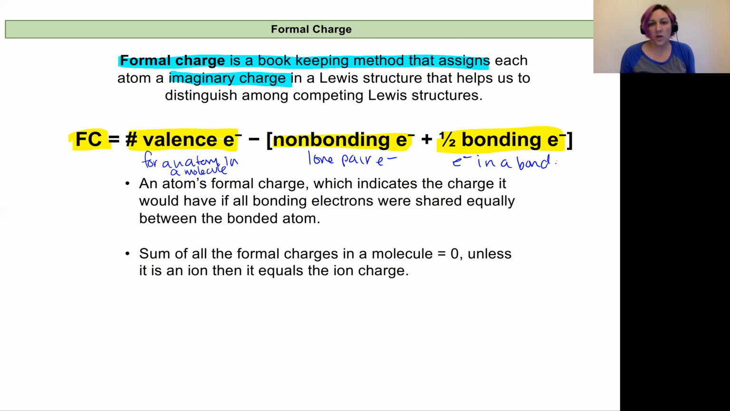We'll apply this in the next slide, but talking about it a bit more: an atom's formal charge indicates the charge it would have if all of the bonding electrons were shared equally between it and the bonded atom. So we won't take electronegativity into account here. The sum of all the formal charges in a molecule needs to equal 0 if it doesn't have a charge. If it's an ion, it'll equal its ion charge. So we'll assign a formal charge to each atom in our structure, and if it's a neutral molecule, all of those need to add up to 0. Let's look at this.